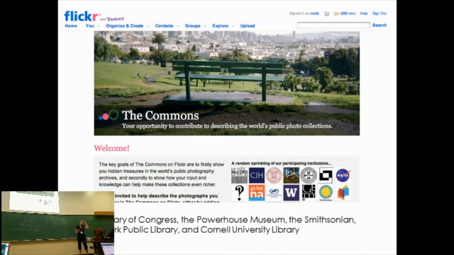So the Flickr Commons. I'm going to get to that point about the social responsibility rather than the personal psychology point, which is that the Library of Congress, the Powerhouse Museum, the Smithsonian, the New York Public Library, Cornell University Library, and others are putting up pictures that have only been held in archives up onto Flickr for people to share and to look at.